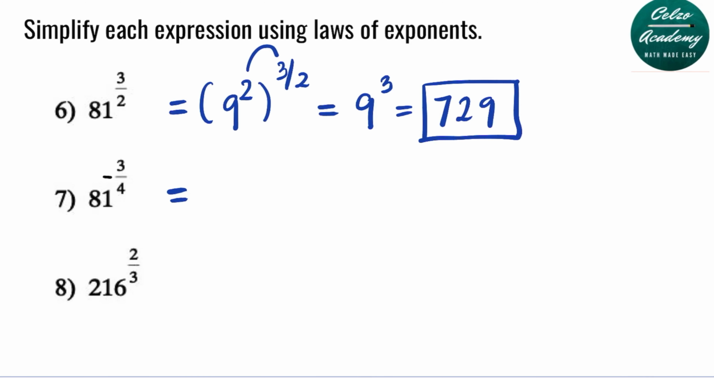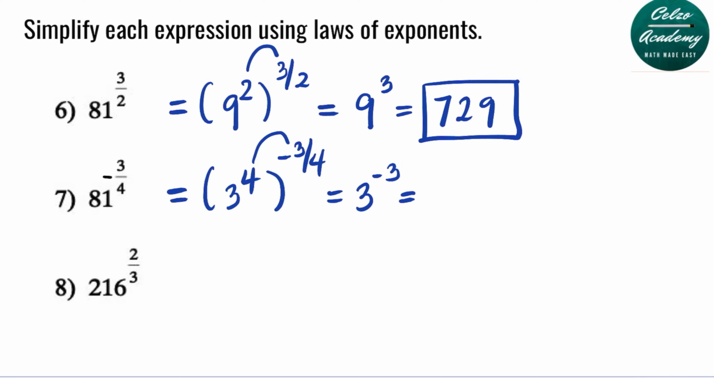Number 7. 81 to the power of negative 3/4. Step 1 is to rewrite 81 using a power of 4 or a multiple of 4. In this case, we will not use 9 squared because 2 is not a multiple of 4. Instead, we will be using 3 to the 4th power. 3 to the 4th power is also 81. Using the power rule, we will keep base 3 and multiply the powers 4 and negative 3/4. 4 times negative 3 is negative 12. Negative 12 divided by 4 is negative 3.